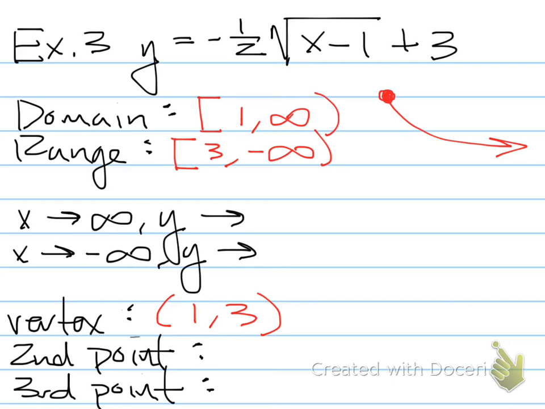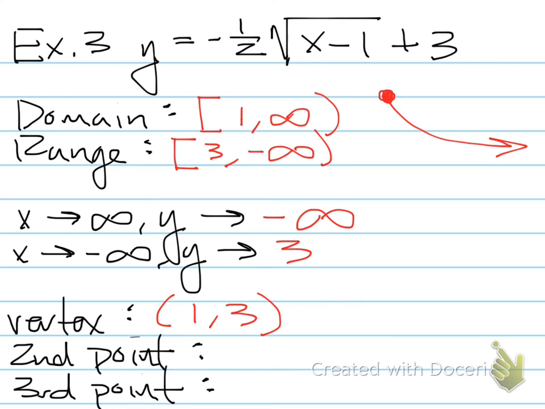As x approaches positive infinity, or as x goes to the right, the y-coordinate is getting lower and lower, more and more negative, so negative infinity. And as x goes to the left, it's approaching the y-coordinate of the vertex, so it's approaching 3.